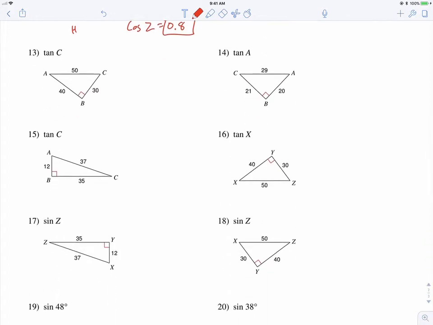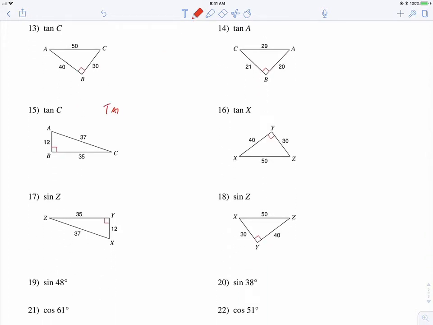So let's look at, say, 15. Tangent of the reference angle is opposite over adjacent. So they want tangent of C. So here's my reference angle C. Across from the 90 is hypotenuse. Across from the reference angle is opposite. The one next to the reference angle is adjacent. So they want 12 over 35. So tan of C equals, I do that division on my calculator, and I get a number that I'm going to round to 0.3429. So that's rounding to the nearest thousandth.